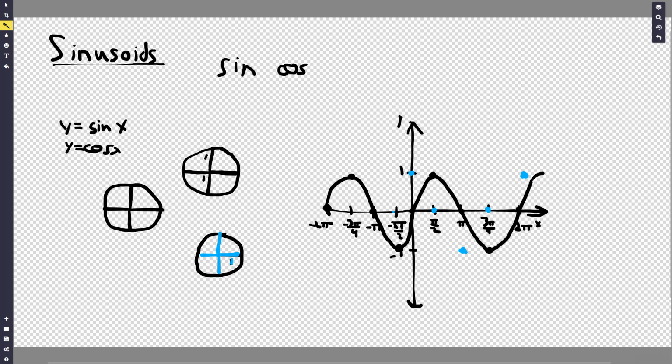And of course, we can do this backwards. So negative pi is 0, and negative pi is negative 1, and then 0, and then 1. And so the blue is what the graph of y is equal to cosine of x would look like.